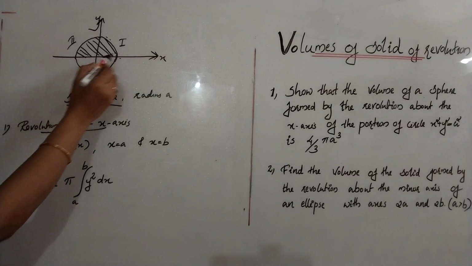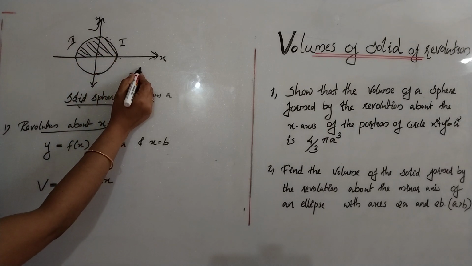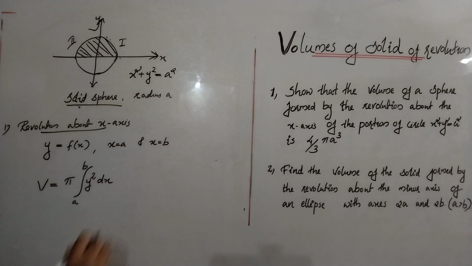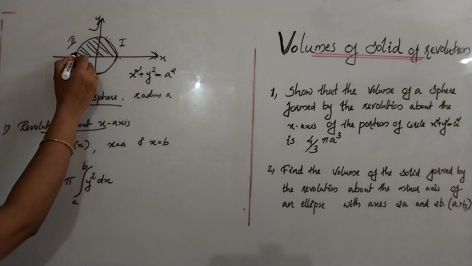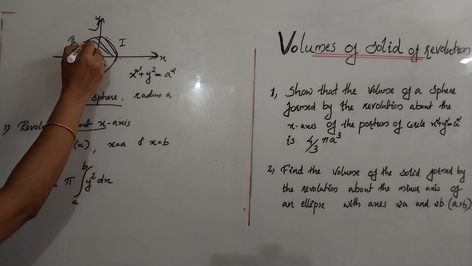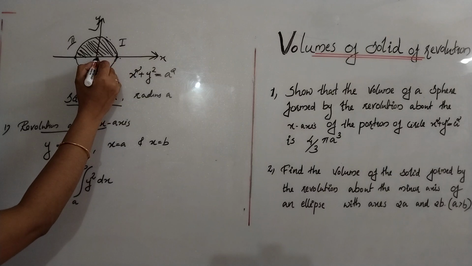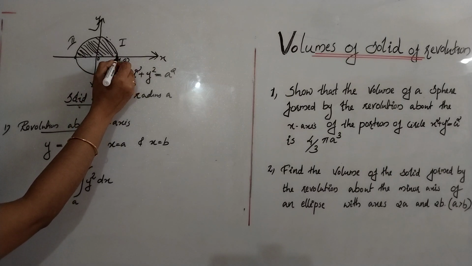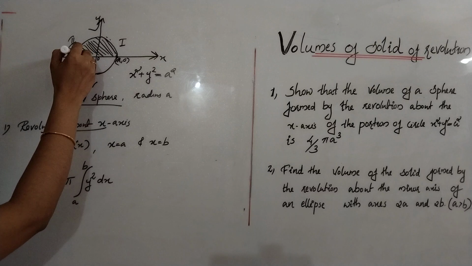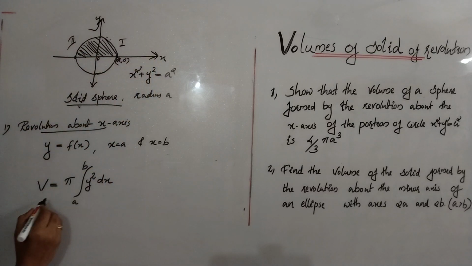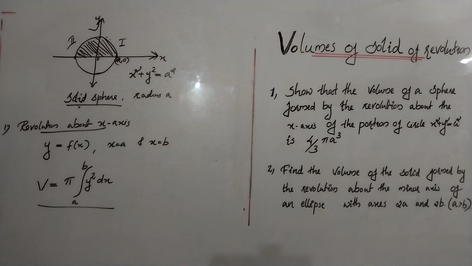Now consider the circle x square plus y square is equal to a square. Now the area in the first and second quadrant is revolving. If the area enclosed in the first and second quadrant is revolving about the x-axis, we get a volume of revolution. That is, a solid sphere is obtained.